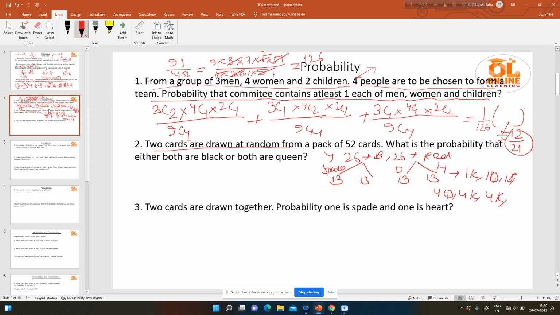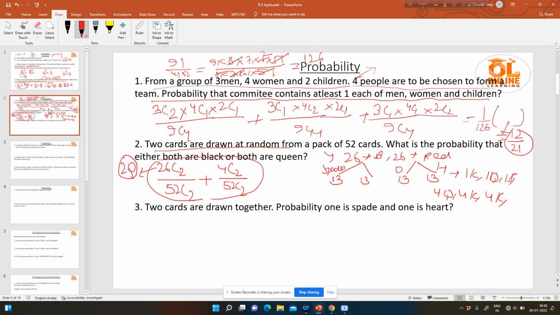What is the probability that either both are black or both are queen? Two cards are drawn at random, that is, two cards are chosen from 52. First, both could be black, so there are 26 black cards, so 26C2, or both are queen, so how many queens are there? 4C2, all by 52C2. But this is not the end, because among the 26 black cards, two could be queens, right?